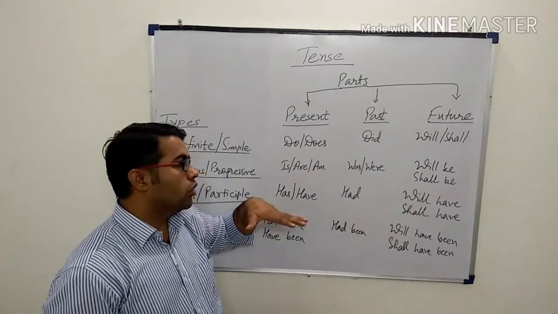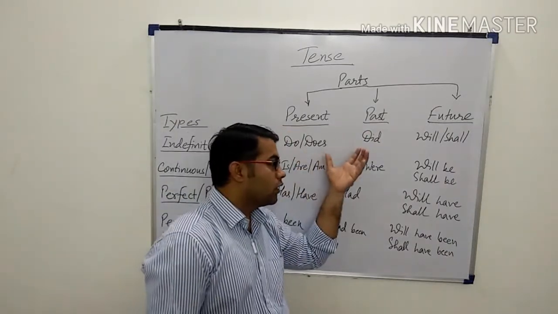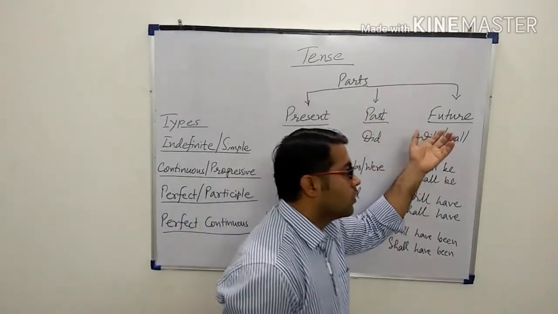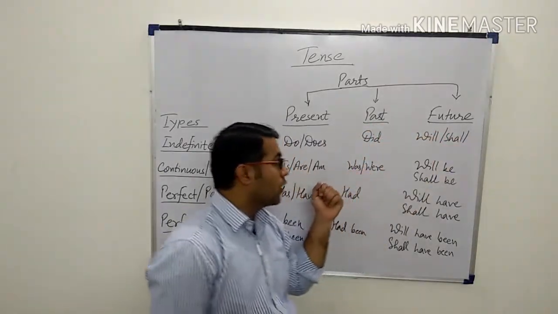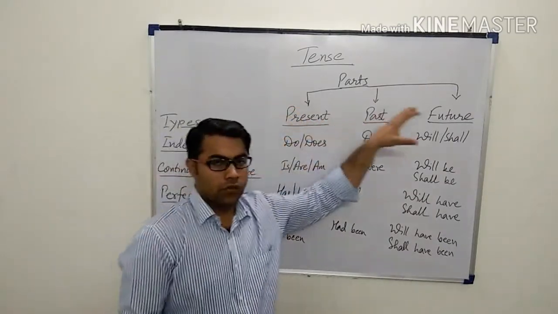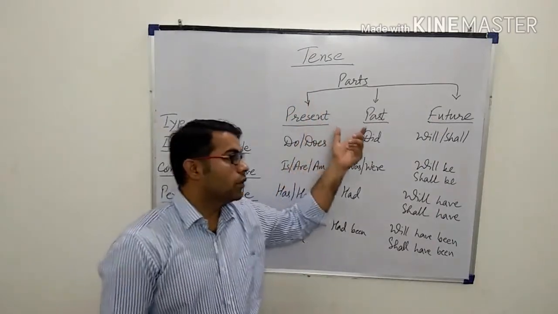Whatever the time is going on right now, that is called present. Whatever the time has passed away, that is past. Whatever the time is coming up, that is future. In this way, tense has three parts: present, past, future. In a similar manner, I can say time has three parts: present, past, future.